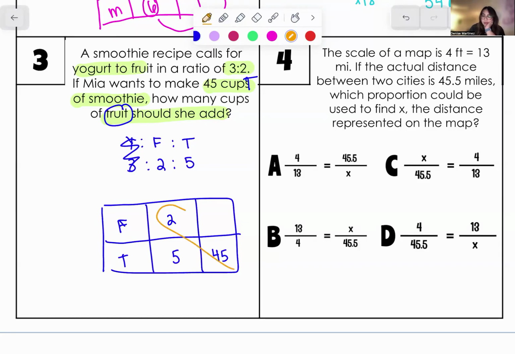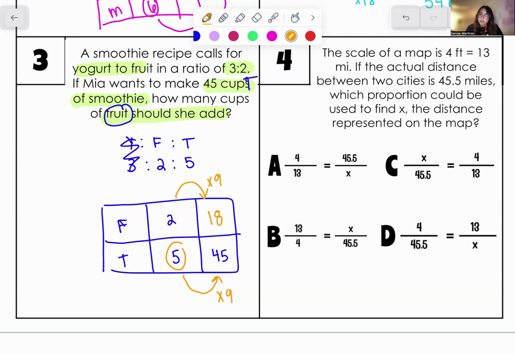Again, remember you can do bat and ball, right? But that's not the best way to solve these problems. You want to use that corner number. How can I get from 5 to 45? Times 9. 2 times 9 is 18. So my answer here is that it would take 18 cups of fruit.